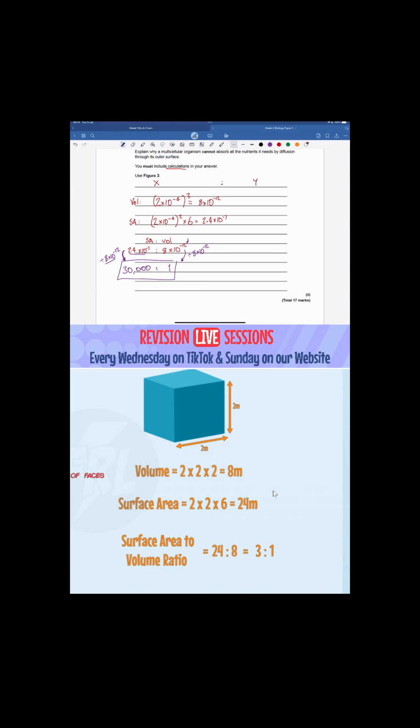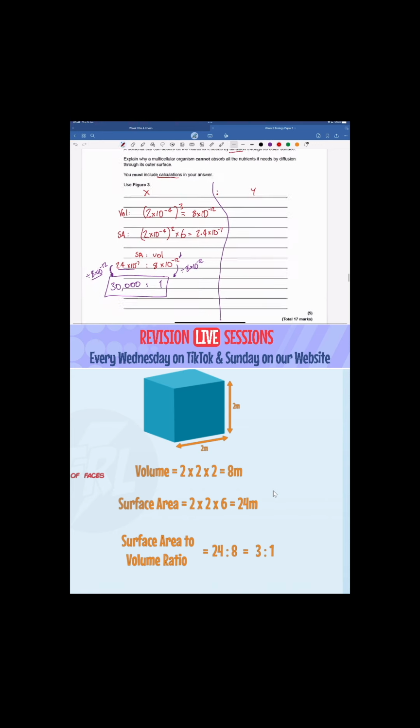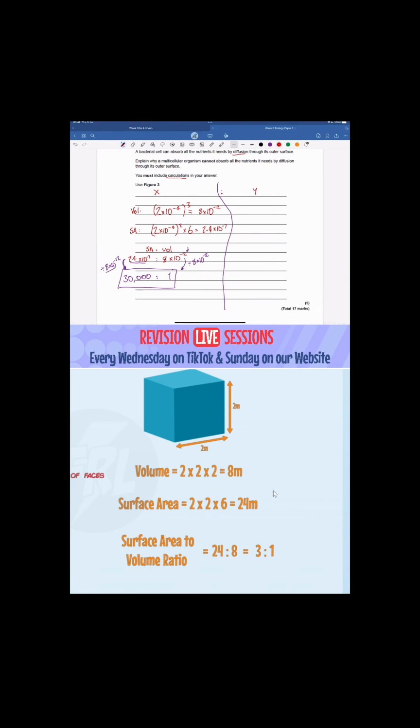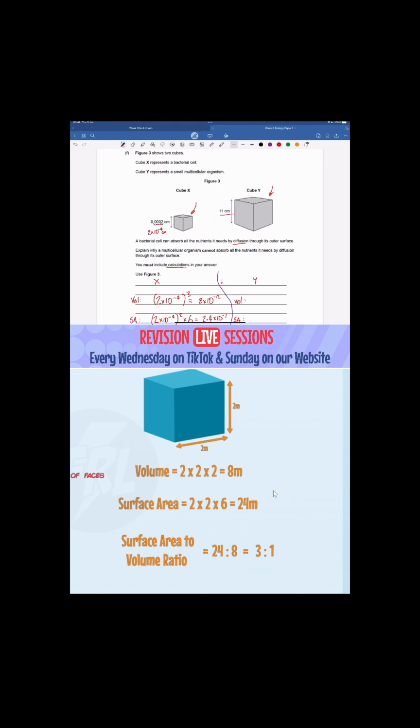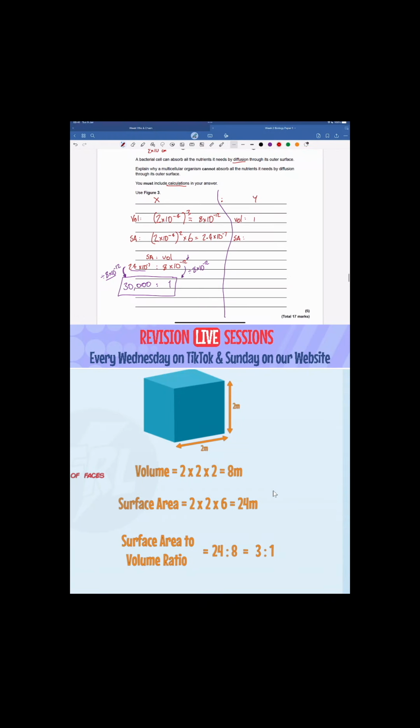Okay. Now we need to do the same for Y. This is a long question, 5 marks though. Same for Y. So let's work out the volume and surface area. But we've got easier numbers to work with this time. It's just 11. So we do 11 cubed here. Then we do 11 squared times 6 faces.